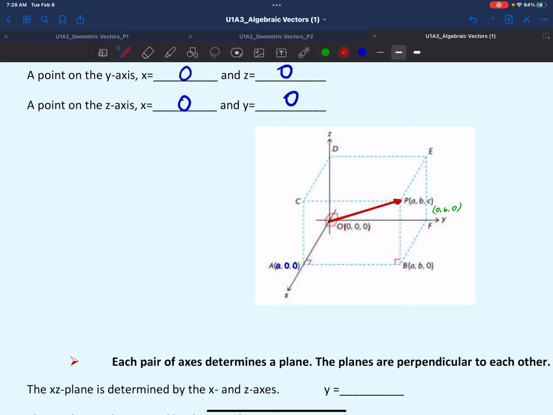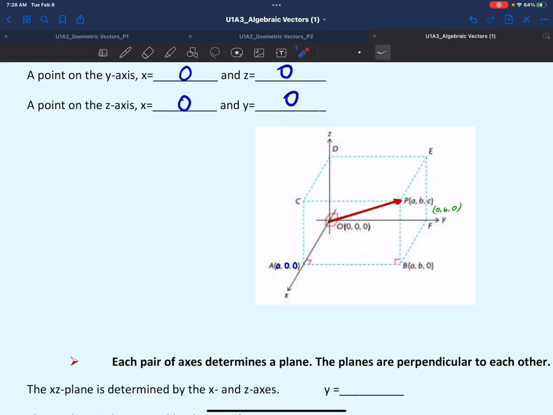Okay, so remember that this will be the XY plane, and we're going to talk about planes in the next unit. This is the ZY plane. Remember, planes stretch in all directions, so in positives and negatives, and this will be the ZX plane.